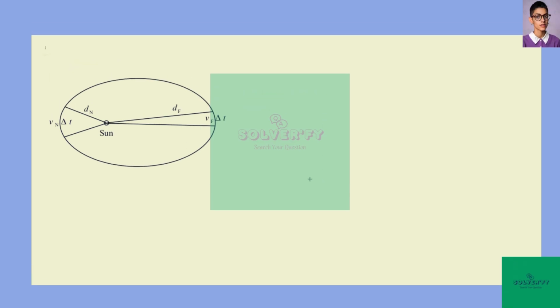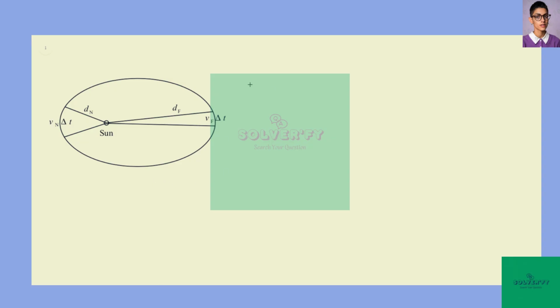To find the lowest and highest velocities of the Earth around the Sun. So this would be the diagram of what's going on. And we know that the orbit around the Sun is not a perfect circle. It's more of an ellipse. And so we're trying to find the change in velocities.